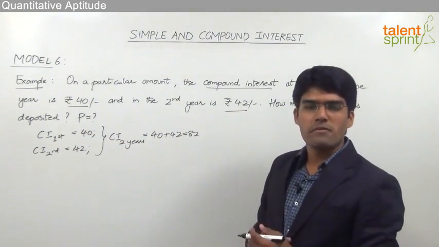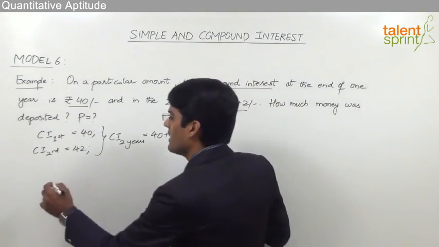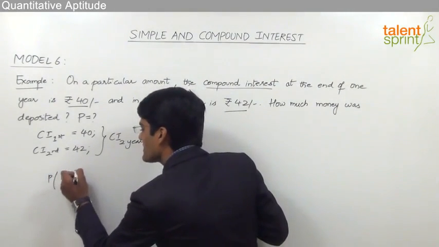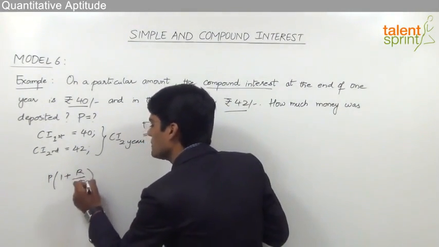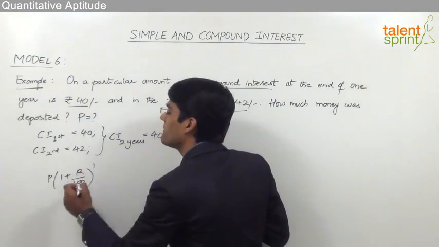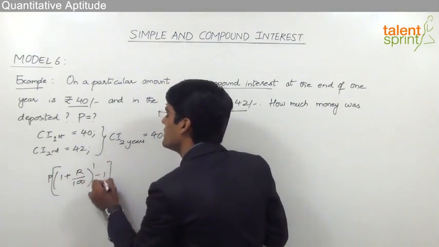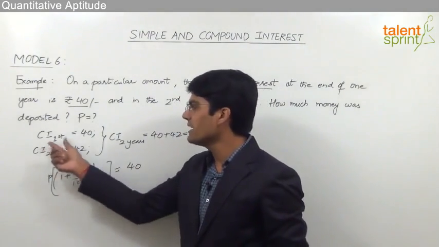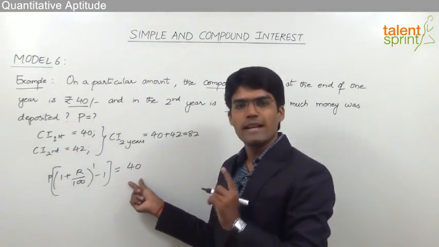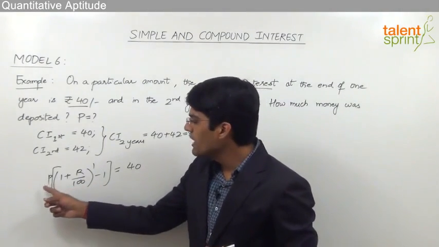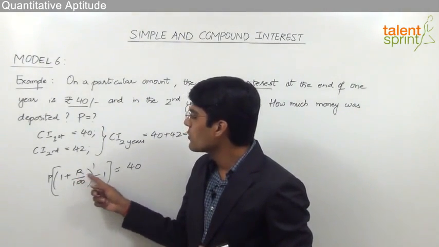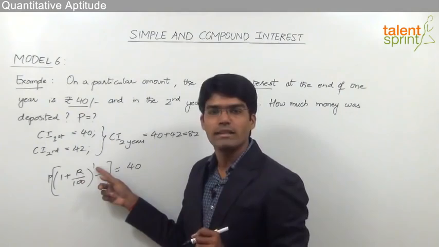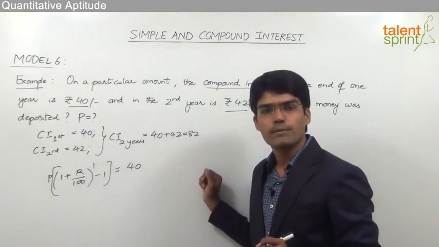Now going by the formula of compound interest, we can say that P into (1 plus R by 100) whole to the power of T, that is nothing but for 1 year, minus 1 should be equal to rupees 40. That is nothing but we are using the formula of CI and equating it to 40. So we know that for first year it is 40 rupees. So P into (1 plus R by 100) whole power T, where T here is nothing but 1 year, minus 1 is equal to 40.